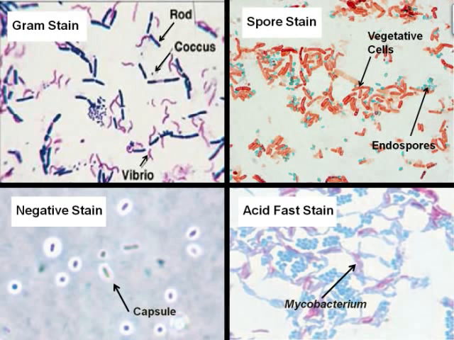This slide is a summary slide illustrating the end products of the key stains discussed. Going clockwise from the upper left, we have the gram stain, spore stain, acid-fast stain, and negative stain, where you can visualize gram-positive versus negative bacteria, endospores versus vegetative cells, mycobacterium versus other organisms, and capsulated versus non-capsulated organisms, respectively.